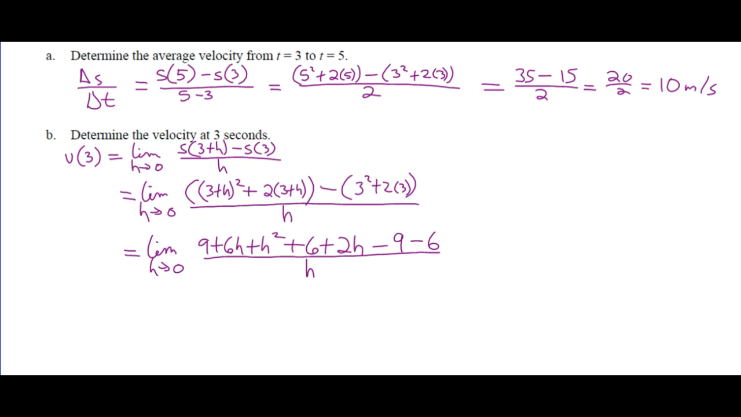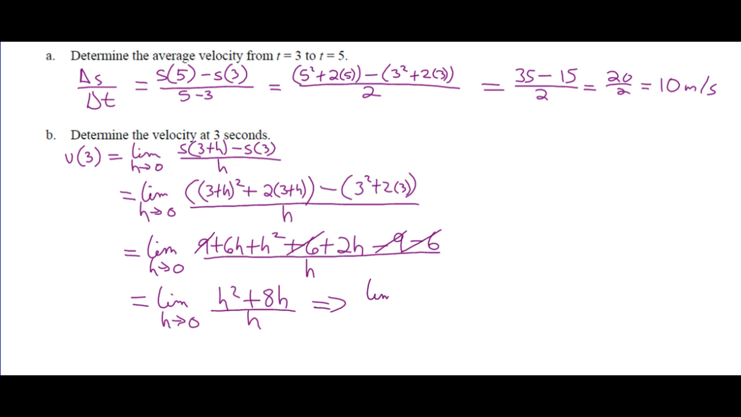Okay, so make sure that's all good. What do we got? We got 9 plus 6. We got a minus 9 minus 6. So we got 9 minus 9. We got plus 6 minus 6. Okay, what do we got? h squared plus 8h. Okay, so h squared plus 8h over h.